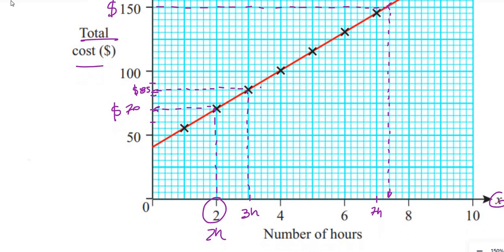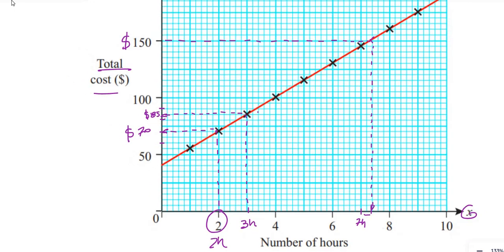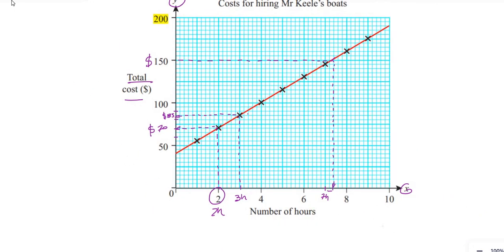7 hours. So you can say, well, for $150, I can hire the boat for 7 hours and a few minutes, between 7 and 8 hours. Okay, less than 7 hours and a half. So that is how you can read a straight line graph.